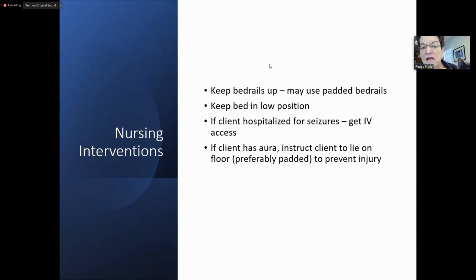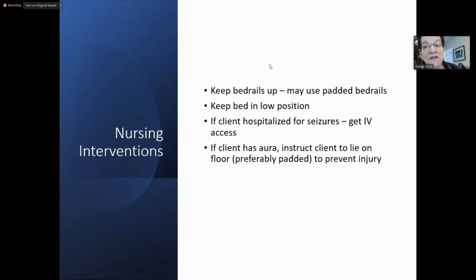If that patient has an aura, you want them to lie down either in the bed or on the floor or wherever to prevent injury, because they will fall if they have one of those generalized seizures. If they're in the chair, you may have to move them to the floor or quickly get them back in bed to prevent injury.